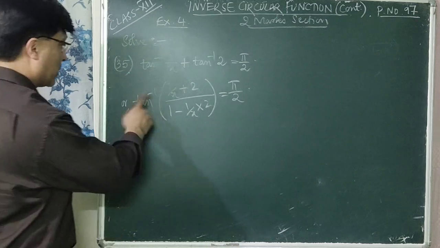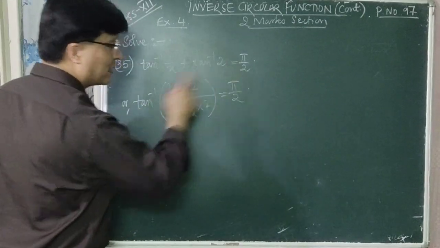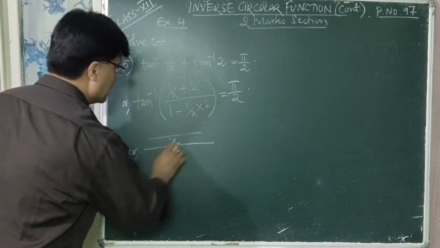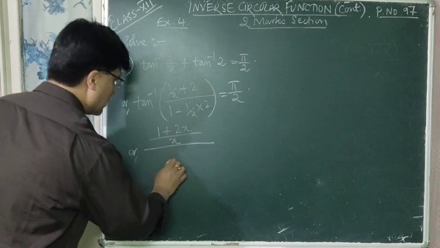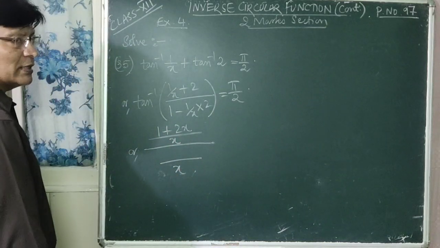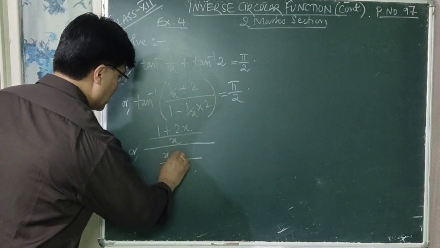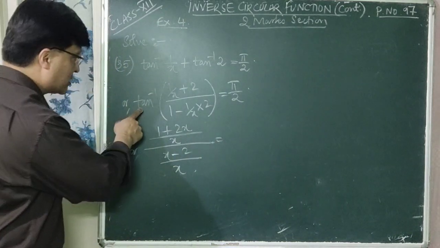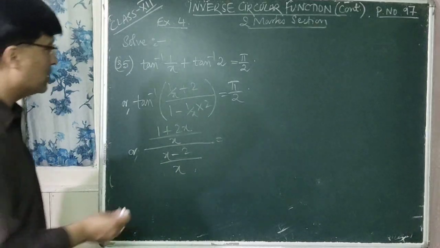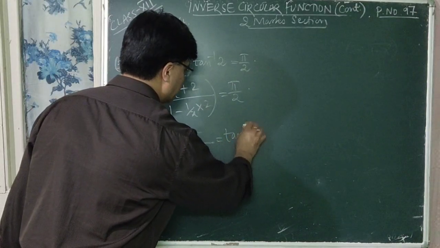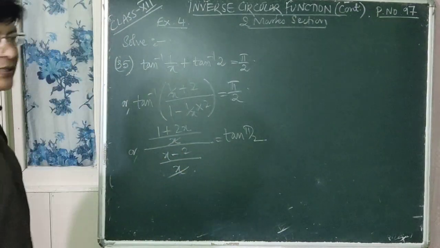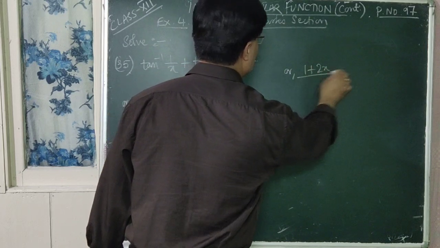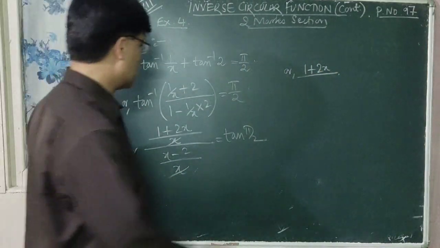Next, what will you do? Let us simplify it. Take this tan inverse to the right hand side. It becomes tan, isn't it? Here what's the LCM in the numerator? x. So it is 1 plus 2x. And in the denominator, what's the LCM? It is x. So what is there in the numerator? It is x minus 2, which is equal to, when this tan inverse goes to the right hand side, it becomes tan. So that is tan pi by 2. So here x gets cancelled, right? Or 1 plus 2x whole divided by x minus 2.